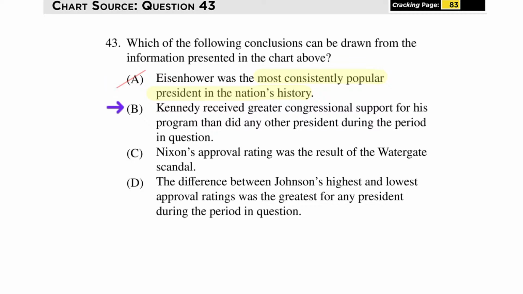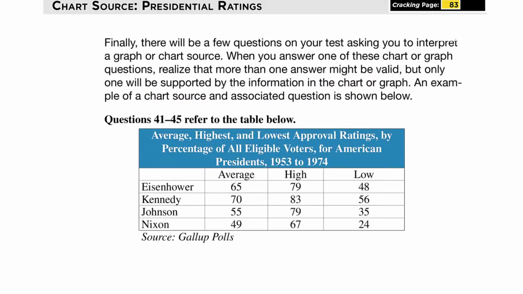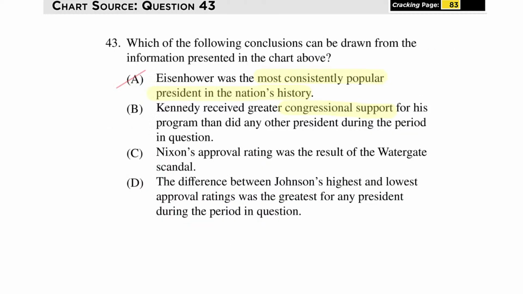How about B? Kennedy received greater congressional support for his program than did any other president during the period in question. Well, they're mentioning congressional support. So this is where I would probably just go back to the chart and look at what they're actually measuring. They're not measuring congressional support, right? This is about approval ratings from voters. So I'm not even going to look at the numbers here because, again, the question is just not about the right kind of support.